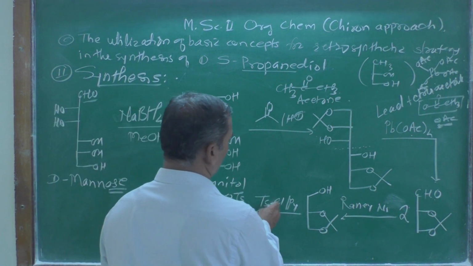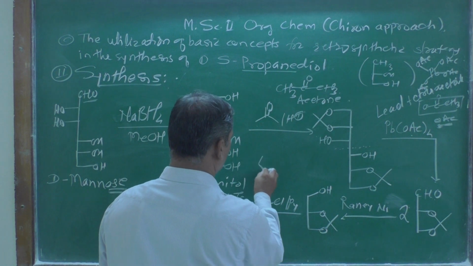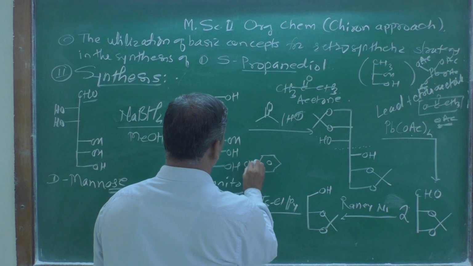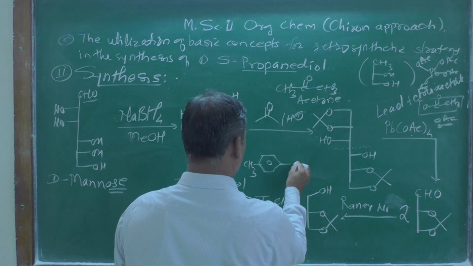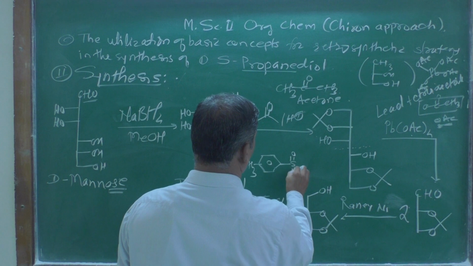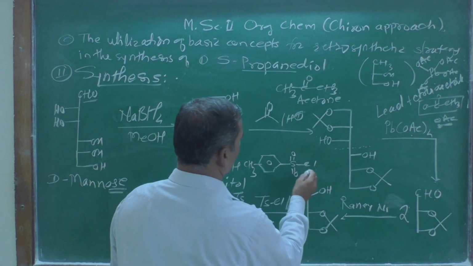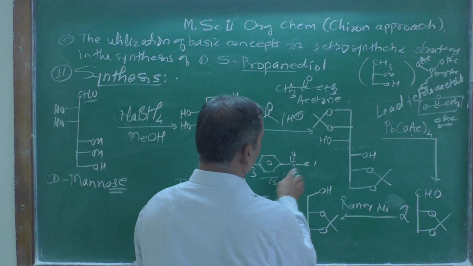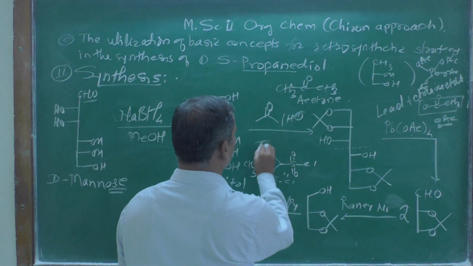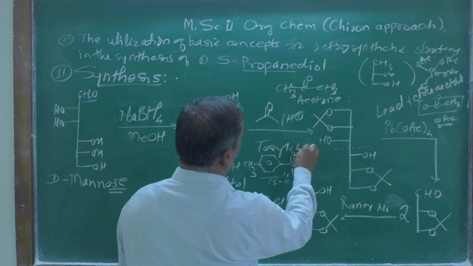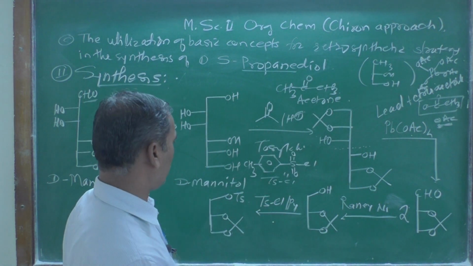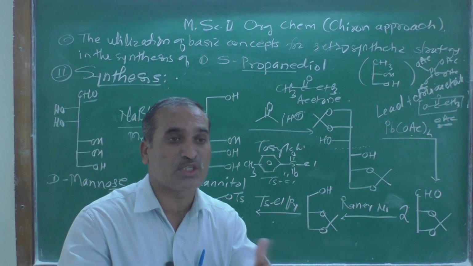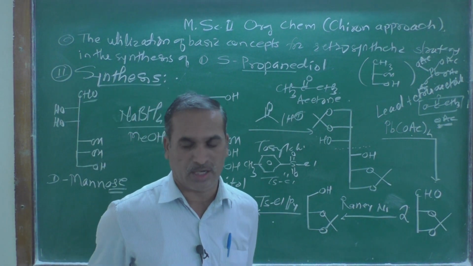You might know the structure of this. This is the structure: CH3, then the sulfonyl S double bond O, and Cl. This is called tosyl chloride, TsCl. This part is Ts, meaning tosyl. After this, the tosyl group is a good leaving group, or an excellent leaving group. Why is it an excellent leaving group?